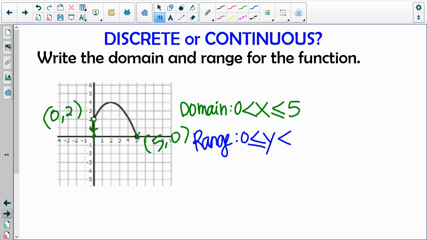Now we have to go to the highest. It goes past there. I'm going to go up till my graph stops. It stops right here. What's the highest y value?